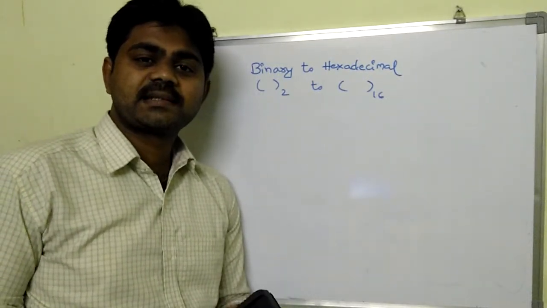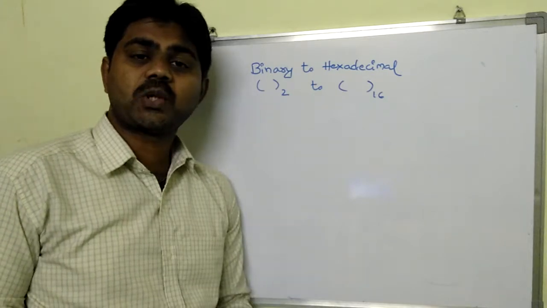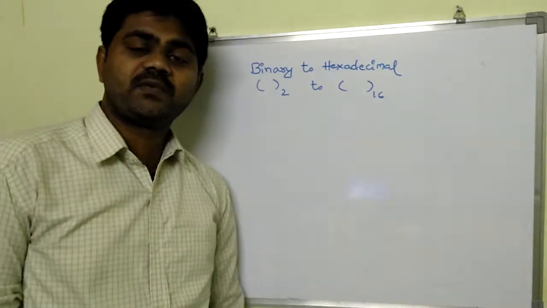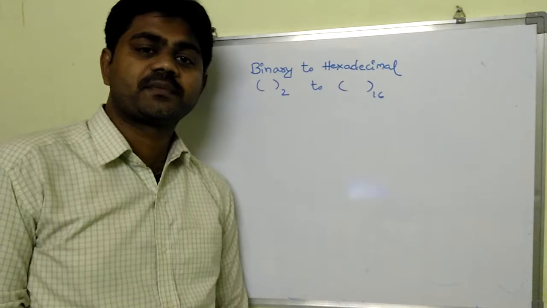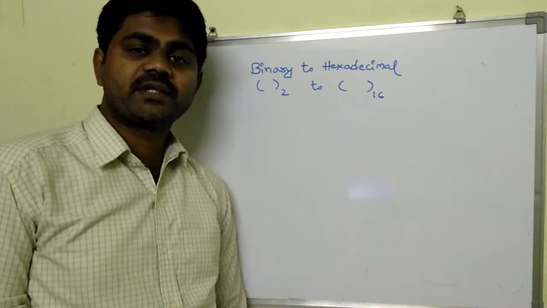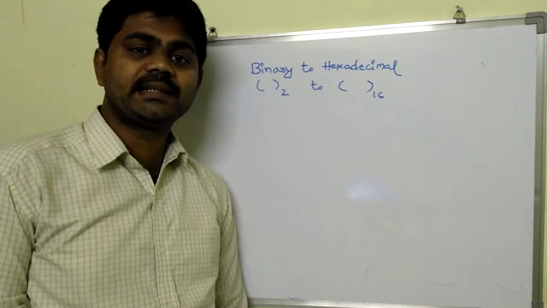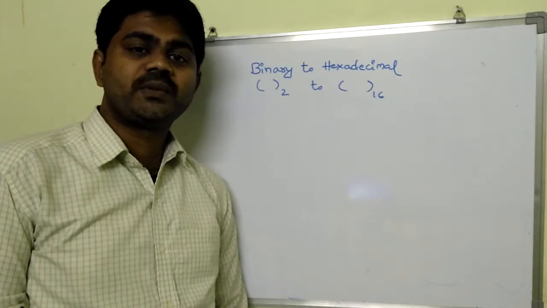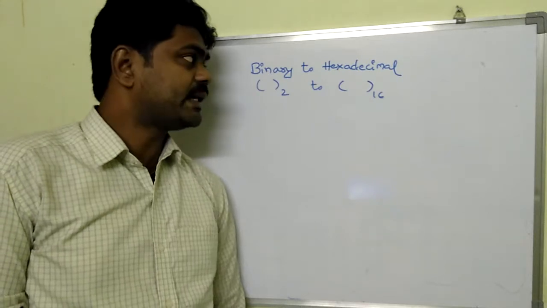In the previous classes, we discussed binary to octal conversion and vice versa, that is octal to binary conversion. So what exactly did we do there? For converting from binary to octal, as we know, octal is 8, that is 2 power 3. So we divided into 3 divisions, right?